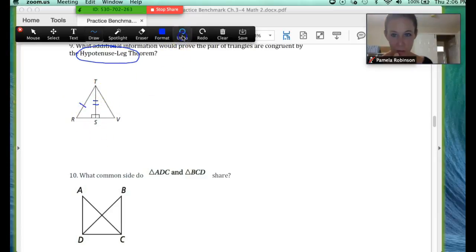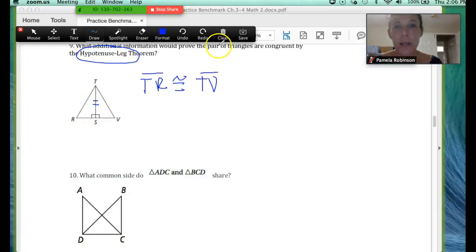So what do I need to use hypotenuse leg? I need TR, this side, to be congruent to TB, this side. I need the hypotenuse. I have a right angle. I have a leg. I need a hypotenuse. That's what I need. All right, on to the next one, number 10.